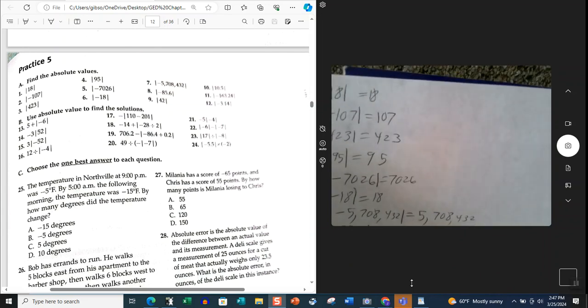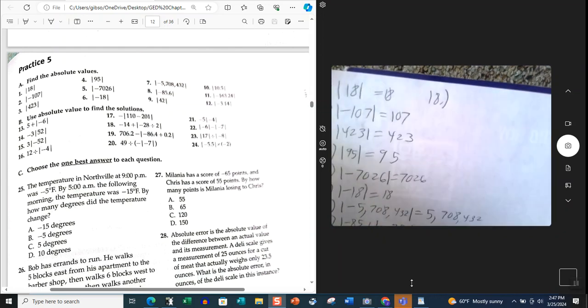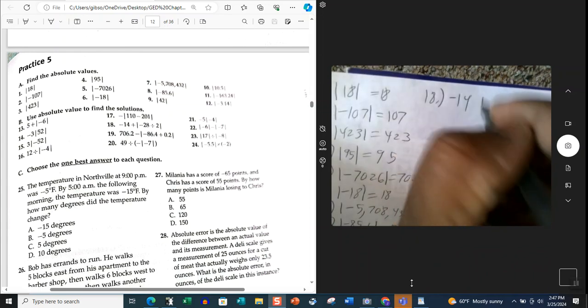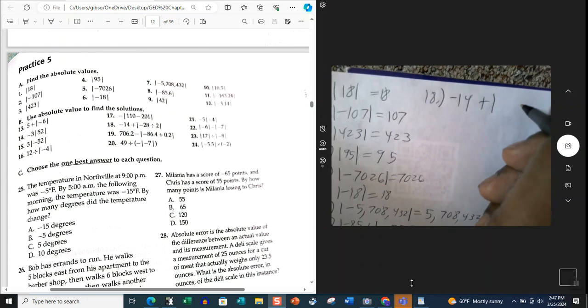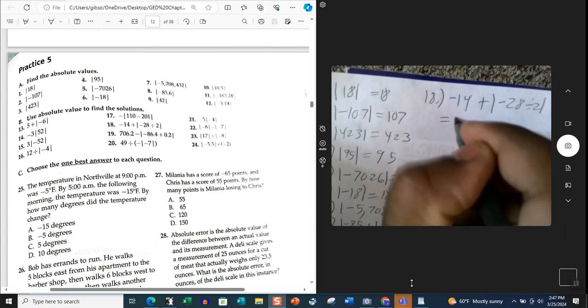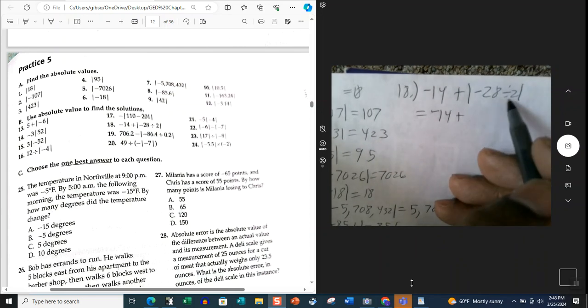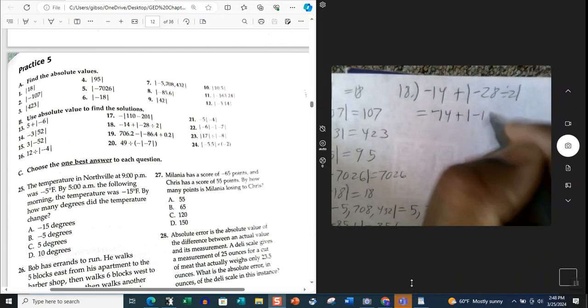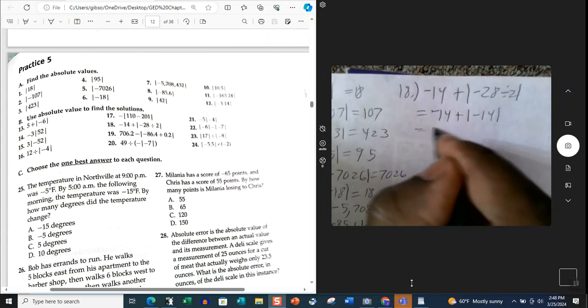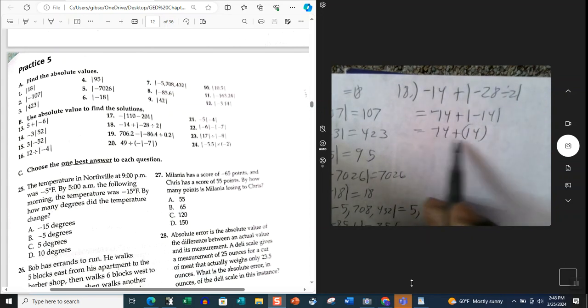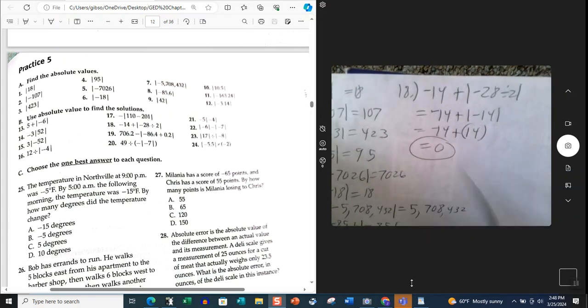Okay, now we come here with problem 18. Problem 18 is negative 14 plus the absolute value of negative 28 divided by 2. So we had negative 14 plus, we do what's in the absolute value first. Negative 28 divided by 2 is a negative 14. So we had negative 14 plus, the absolute value of negative 14 is 14. Negative 14 plus 14 is 0.